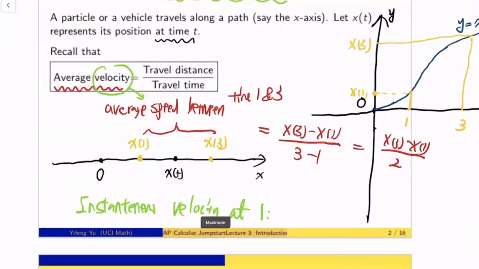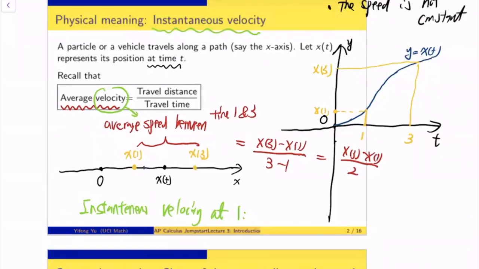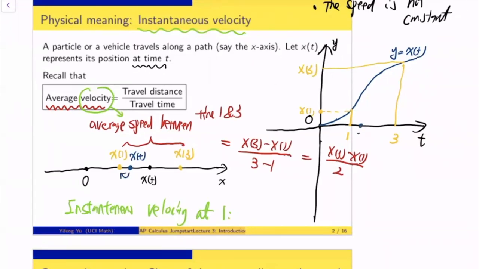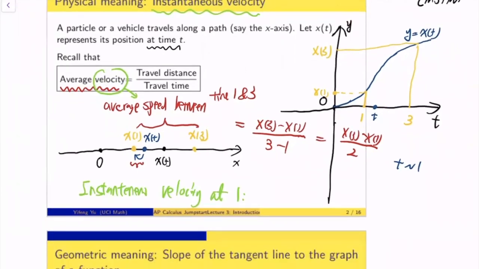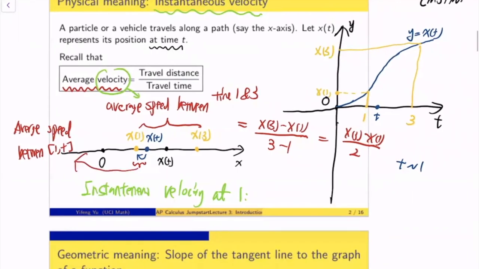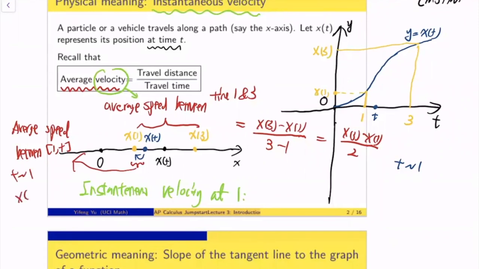Well, intuitively, what we can do is find a time t which is very close to 1. And then we find the average speed between 1 and t. It's, by definition, x(t) minus x1 divided by t minus 1. So this is the average speed within this small time interval.